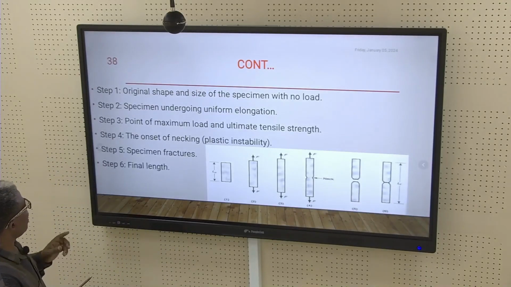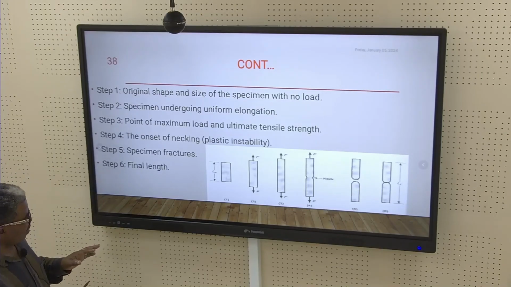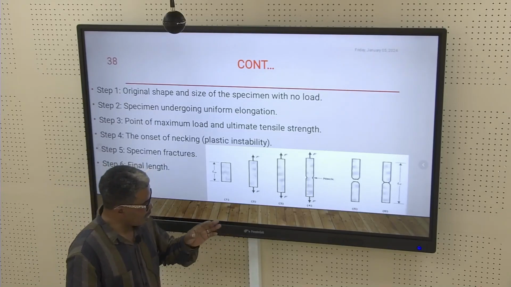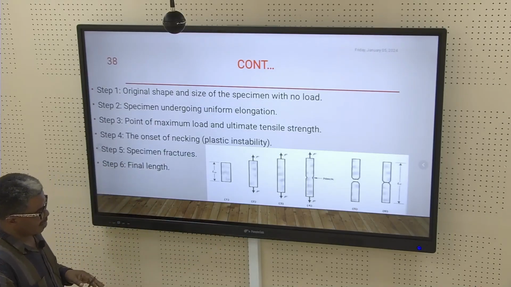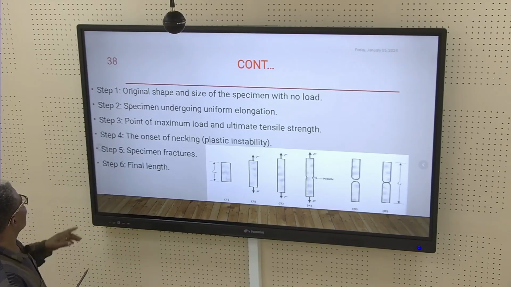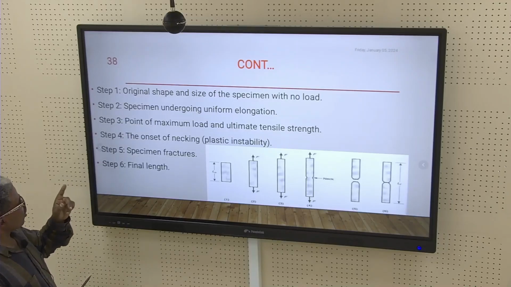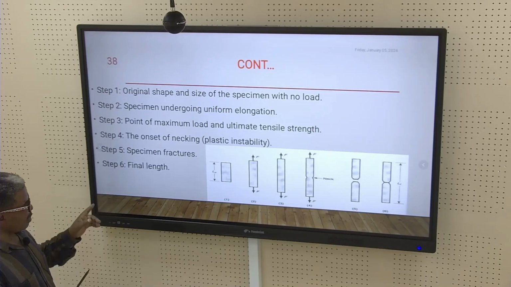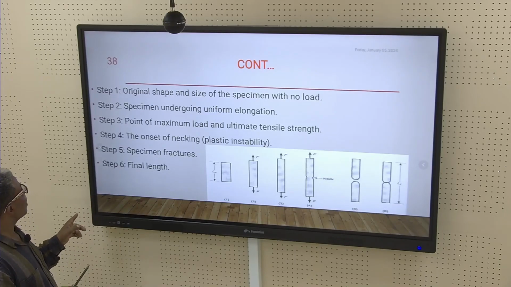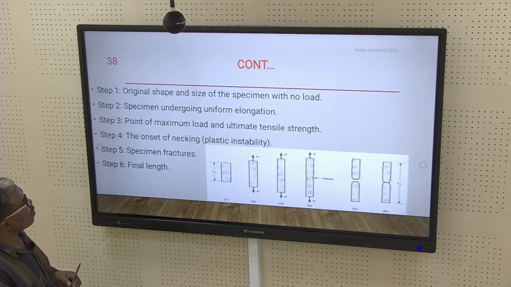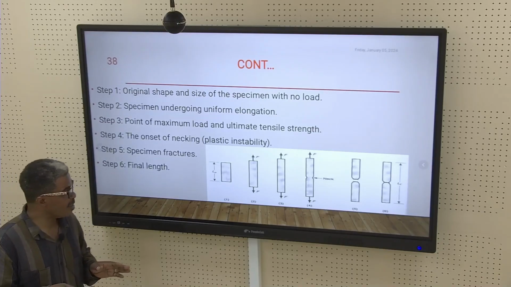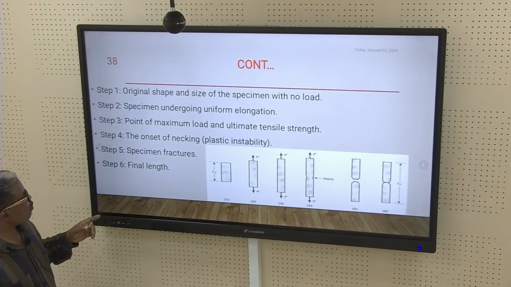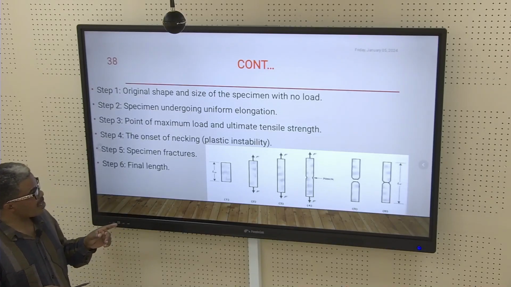Step 1. Here you can see step 1, step 2, up to step 6. Step 1, original shape and size of the specimen with no load at all in that machine. Step 2, the specimen undergoing uniform elongation. Step number 3, point of maximum load and ultimate stress, tensile stress.